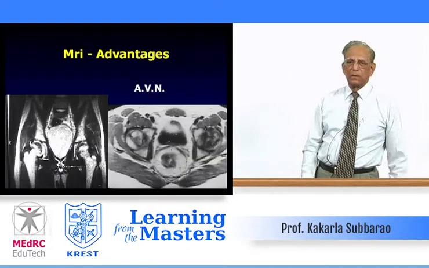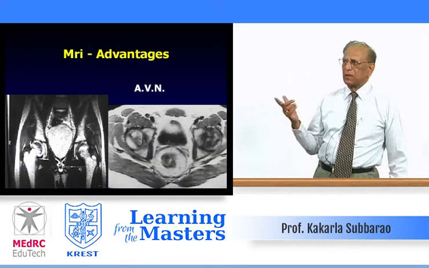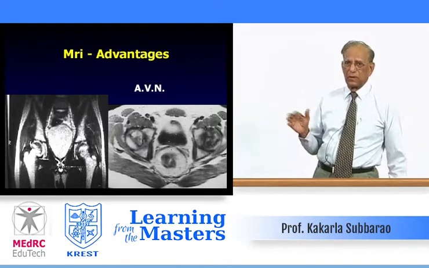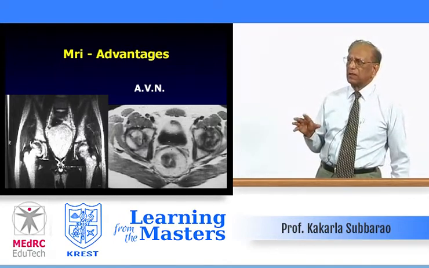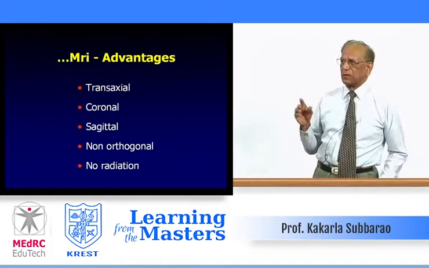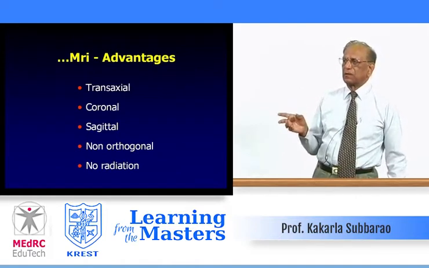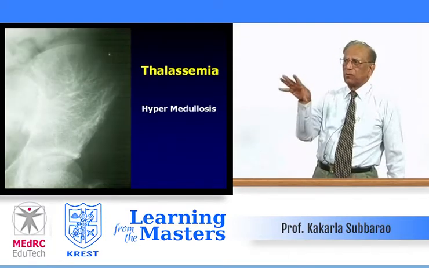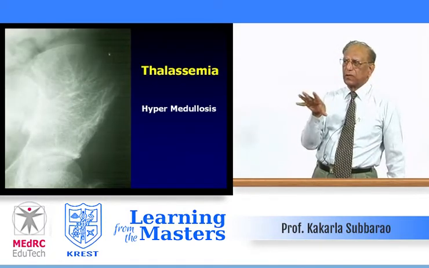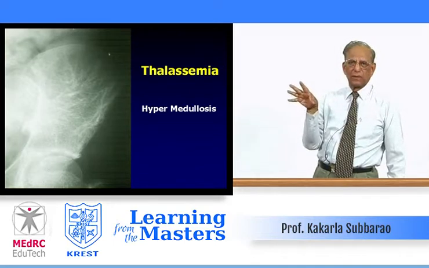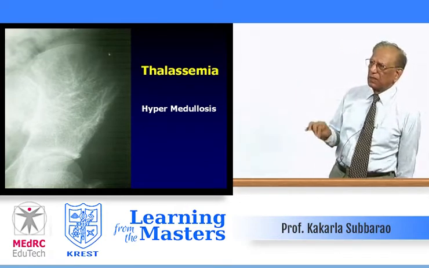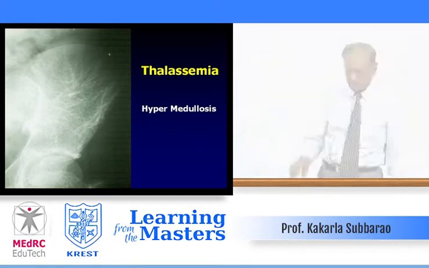And avascular necrosis, MRI has got certain advantages because there is no radiation exposure. Not only that, you can see in many views, transaxial, coronal, sagittal, non-orthogonal, and marrow changes you can depict very nicely. Cone view of the iliac bone, look at the mosaic type of appearance of the trabeculae. Osteopenia is there. This is due to hypermedulosis. The same changes one can see in the hands of the bones also and the skull.